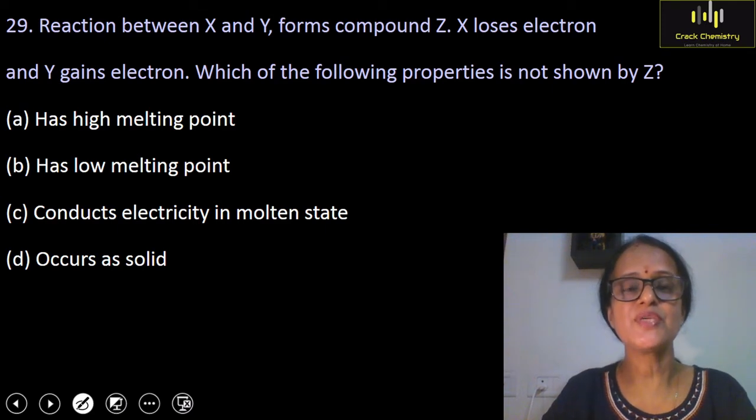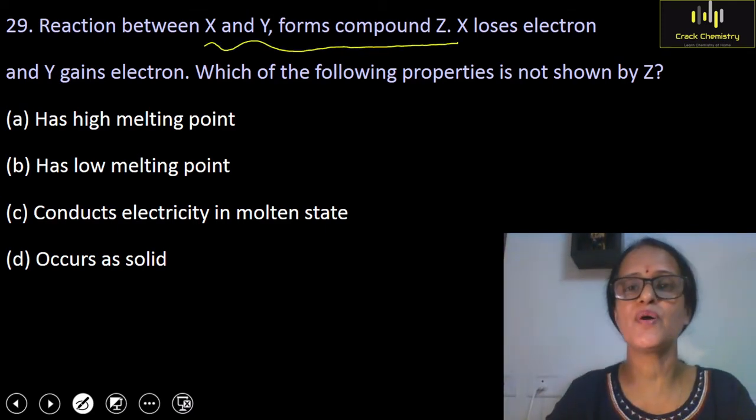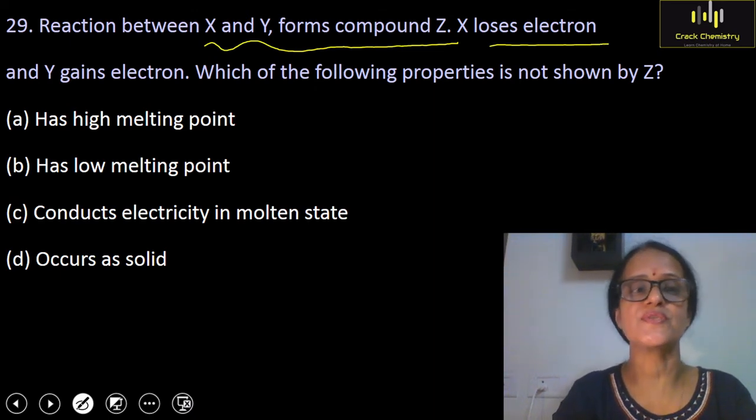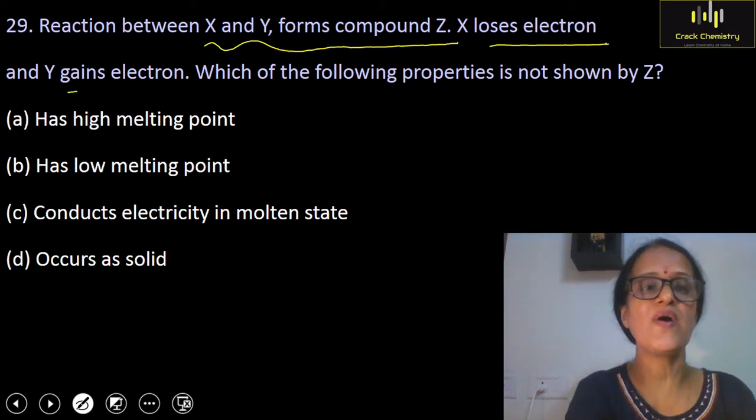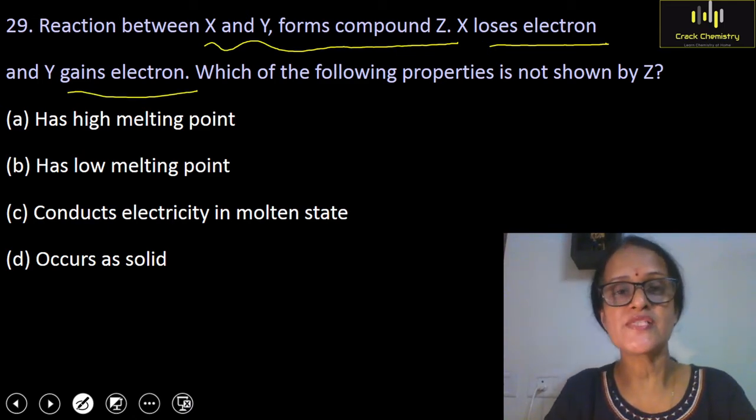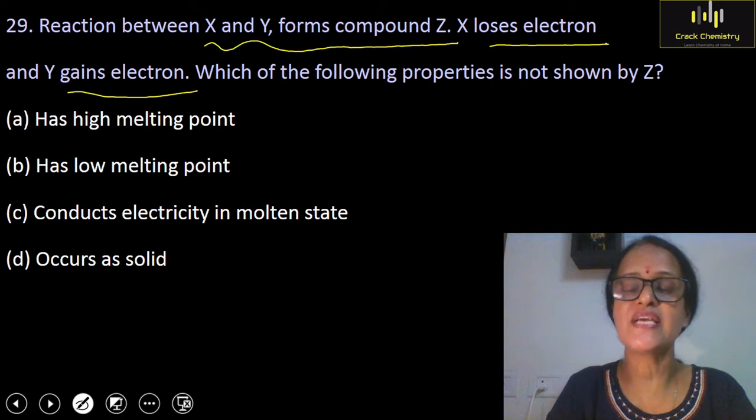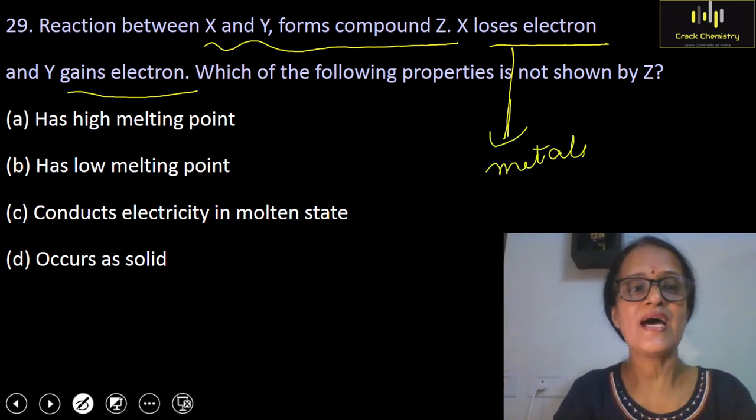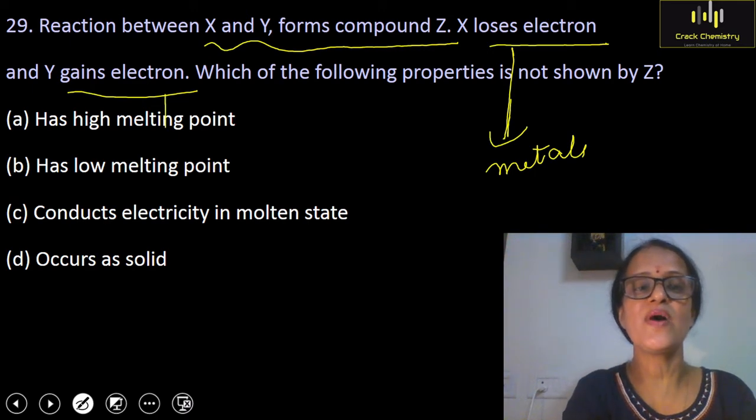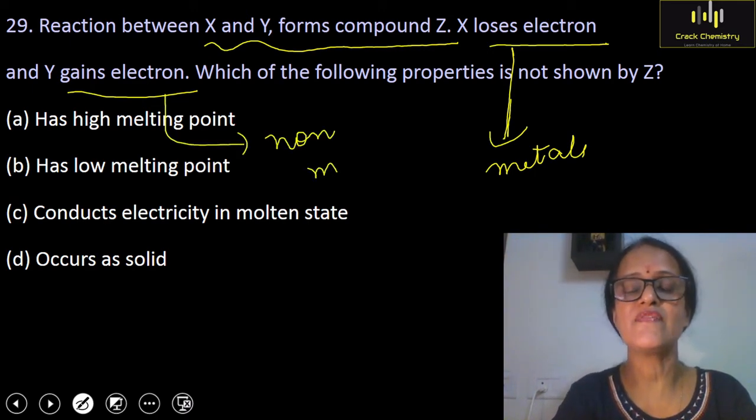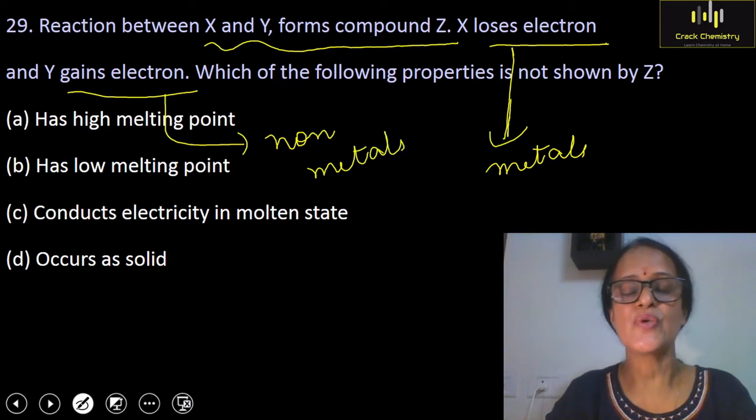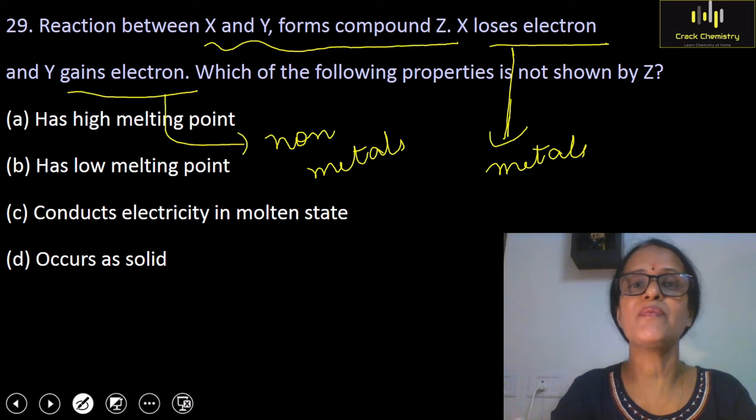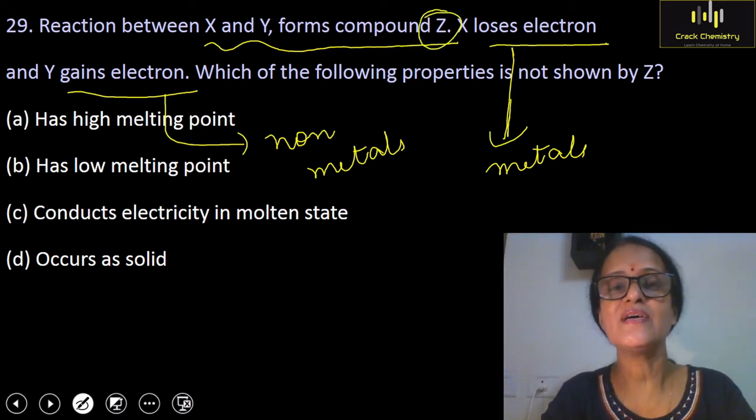Next question. Reaction between X and Y forms a compound Z. X loses electrons and Y gains electrons. So Z is formed by the reaction between X and Y. X loses electrons, it means X is a metal, because metals have a tendency to lose electrons. And Y gains electrons, it means Y is a non-metal, because non-metals have a tendency to gain electrons. So X and Y combine together and they form a compound Z.